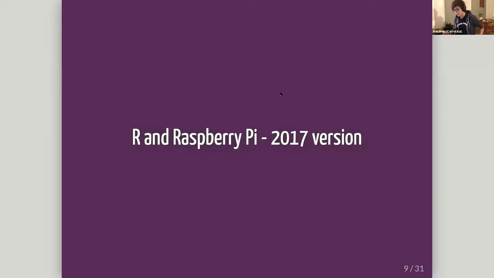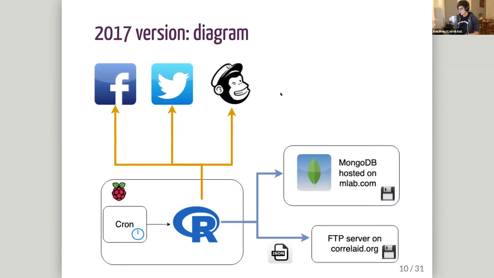So the first version, this is the diagram for that. So what do we have? Can you see the mouse? Yes, we can see it. Okay, that's good. So here we have the Raspberry Pi.